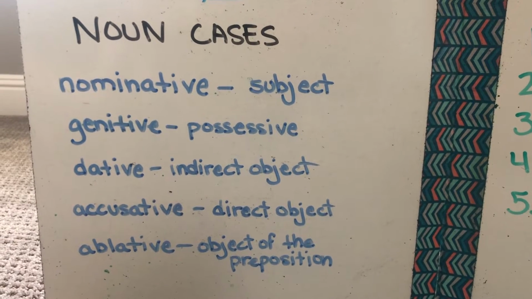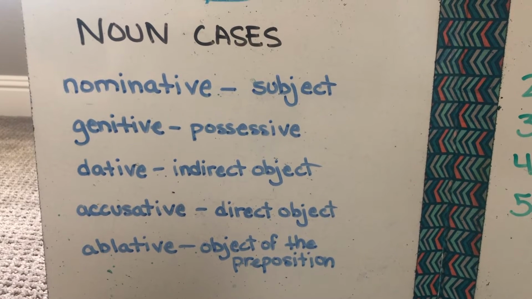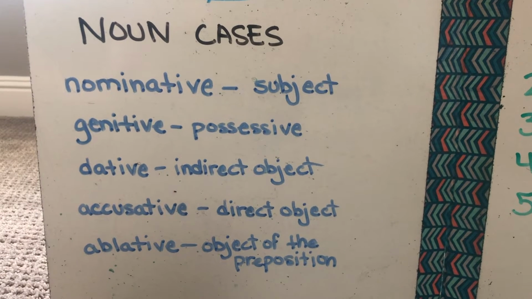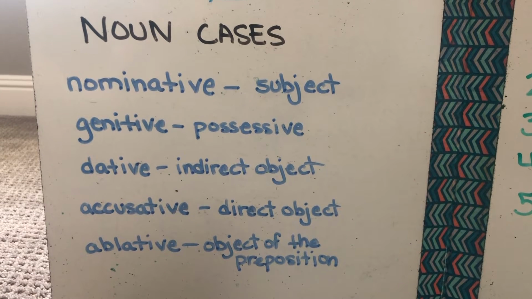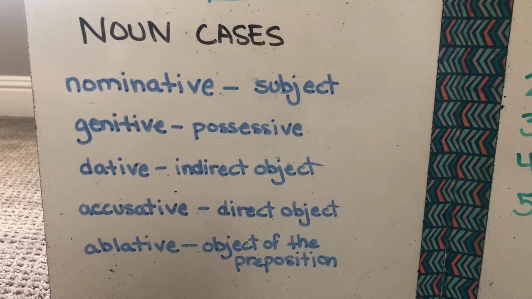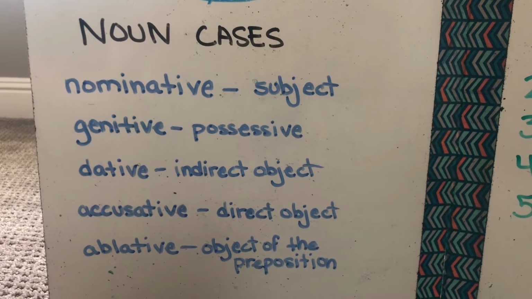5 noun cases: nominative, subject; genitive, possessive; dative, indirect object; accusative, direct object; ablative, object of the preposition.